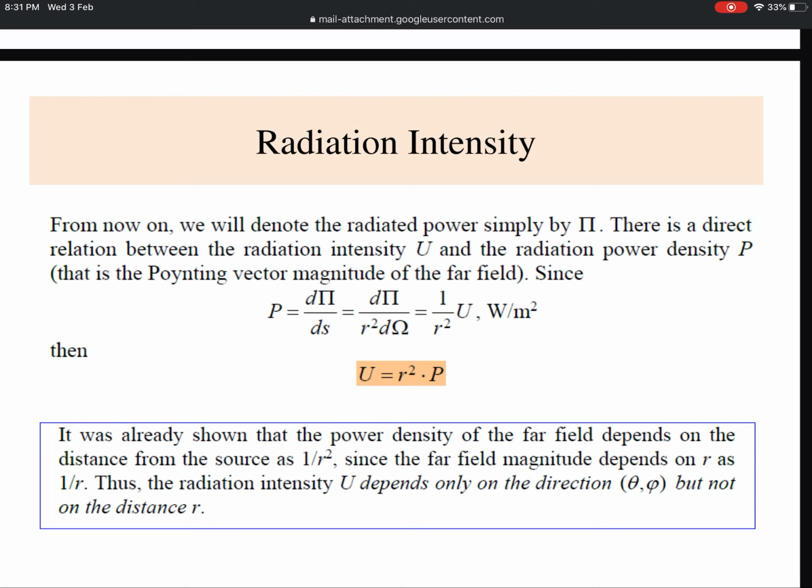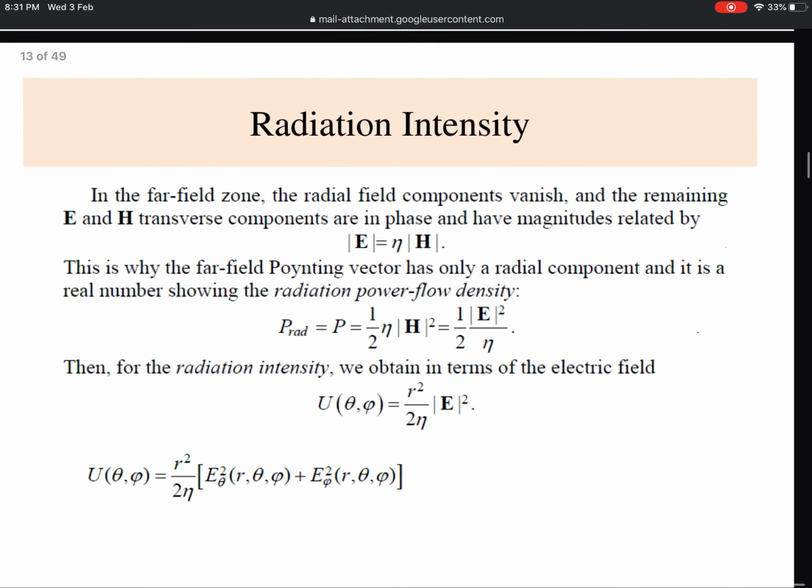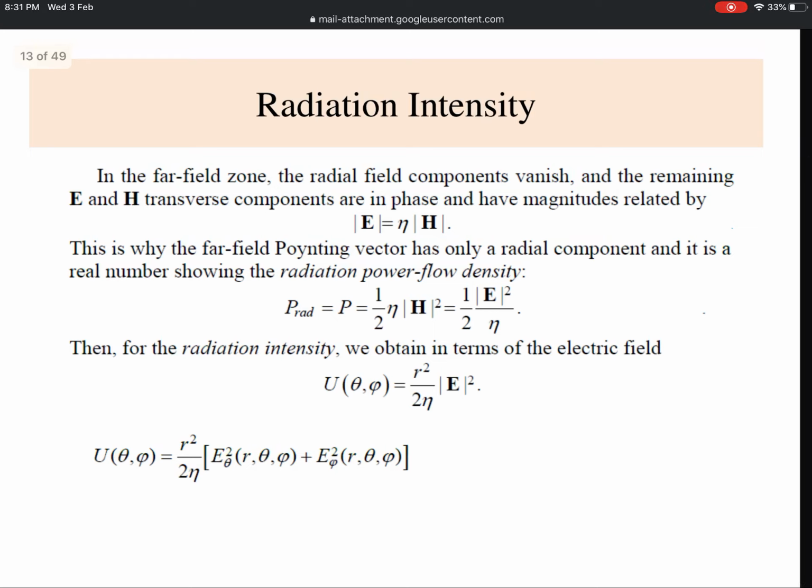Now I will try to find a more fundamental form of it. The power density, I will try to realize it in terms of E and H. We know that in free space, E and H are orthogonal, and their impedance is eta, which is 120 pi. So the radiated power is the Poynting vector, half of eta mod H square, from our BTech electromagnetics knowledge, which is half of mod E square by 2 eta.